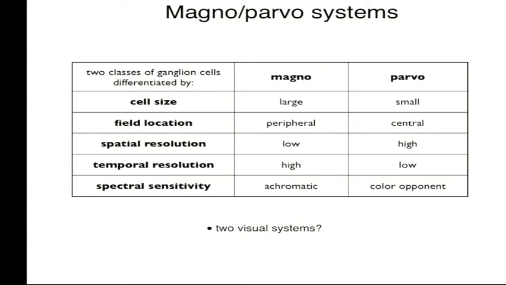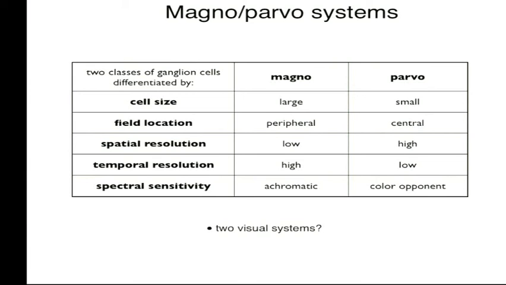On the other hand, if you're trying to find those berries in the tree, you need high resolution to see detail, and you need color in order to distinguish between the leaves and the berries, right? This also is associated with animals that are more socially attuned, right? So face recognition and that sort of thing is in part of the parvo system.